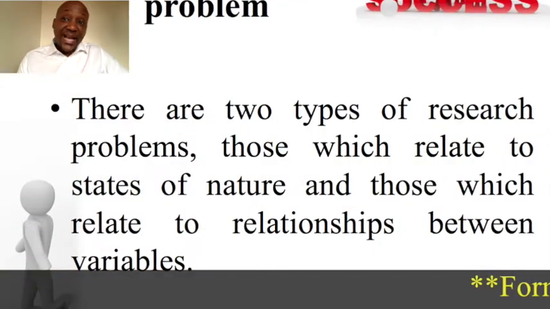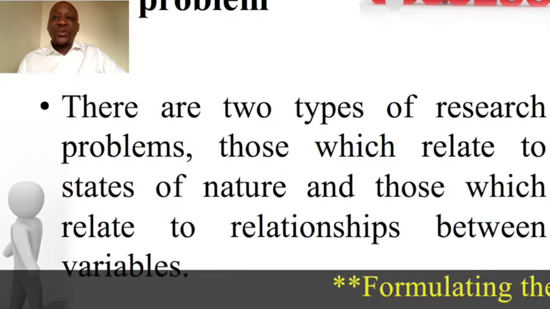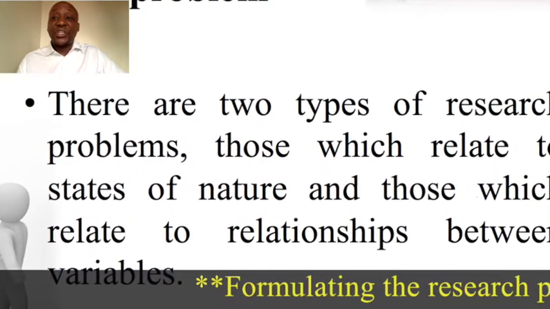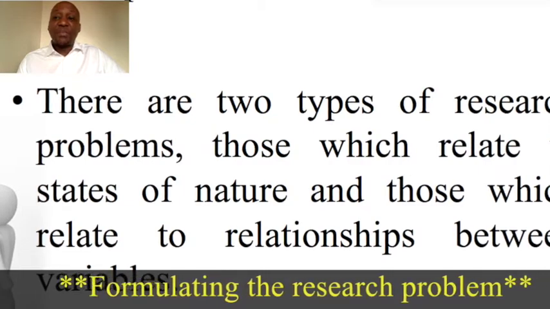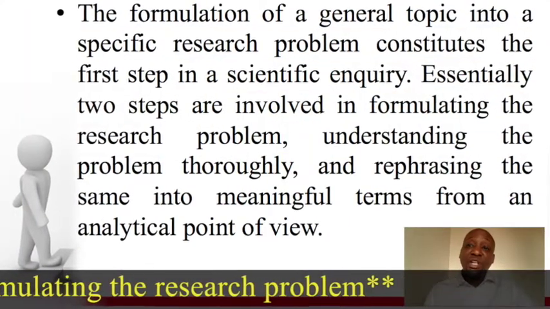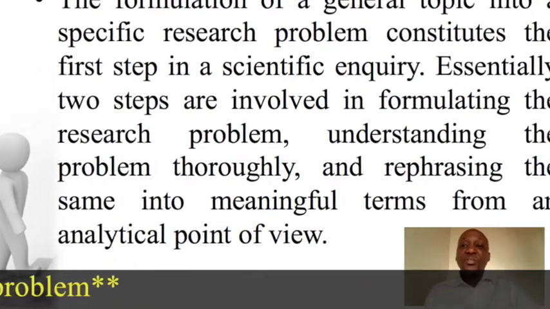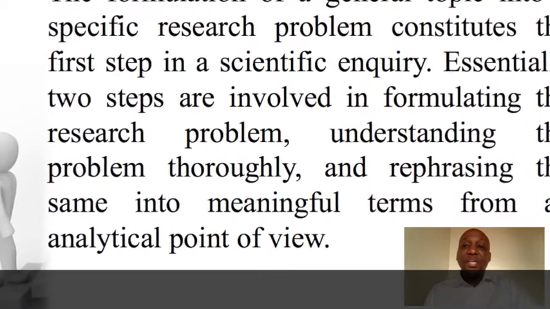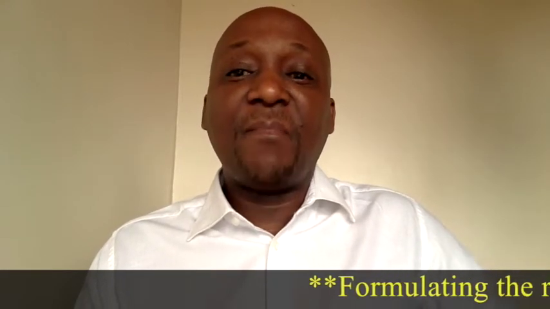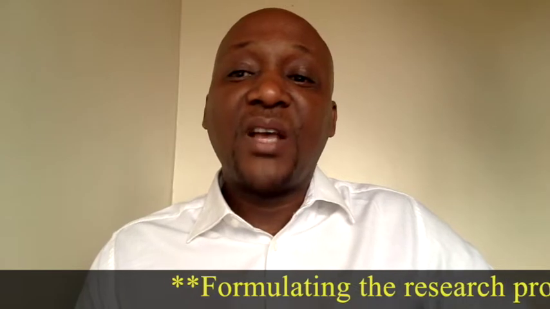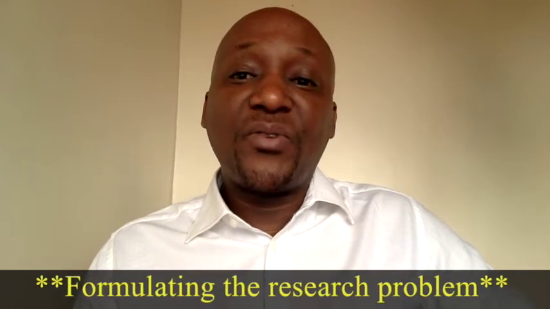There are two types of research problems, those which relate to states of the nature and those which relate to relationship between variables. The formulation of a general topic into a specific research problem constitutes the first step in a scientific inquiry. Essentially, two steps are involved in formulating the research problem: understanding the problem and rephrasing the same into meaningful terms from an analytical point of view.